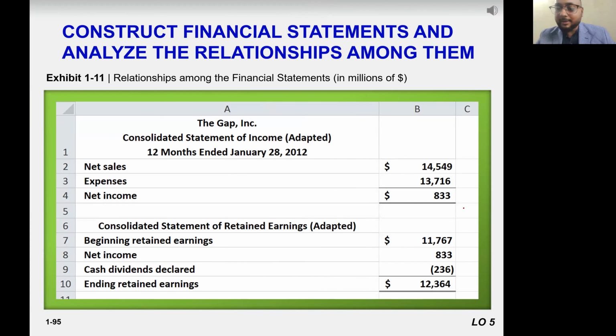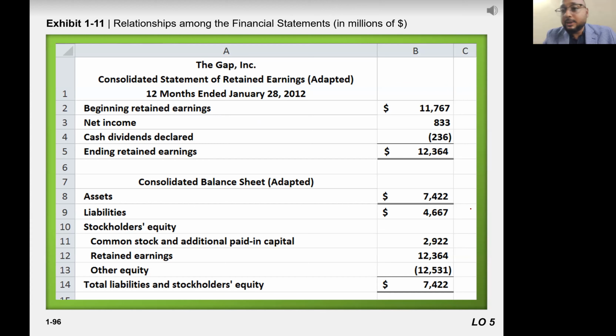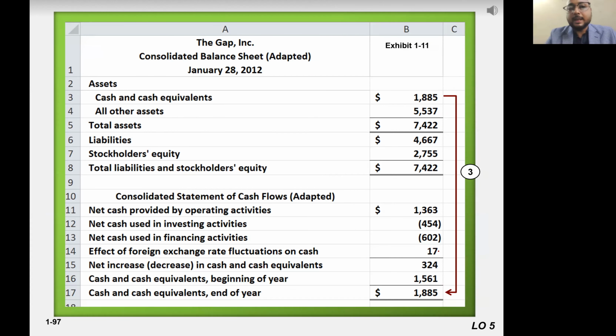So what is the link between them? You make the income statement. Net income is used in retained earnings, so this figure will go here. And then you make the balance sheet, so that retained earnings figure will go into the balance sheet here. From the balance sheet, you then make the cash flow statement. So the cash under the balance sheet is going to be verified through the cash flow statement. This is the link between these four statements.